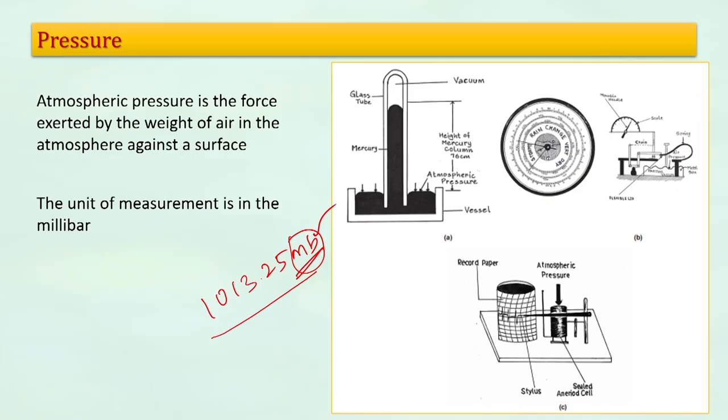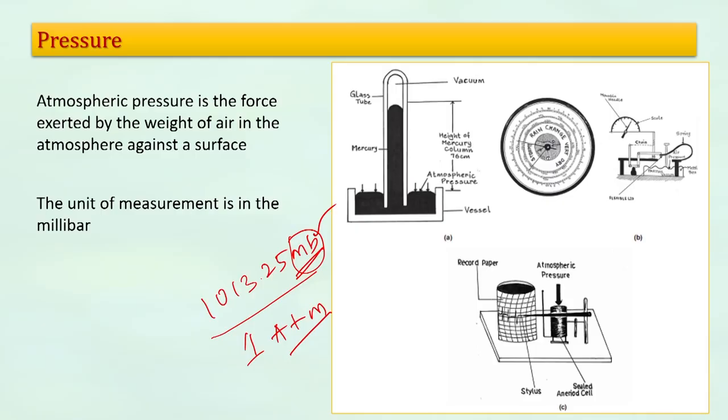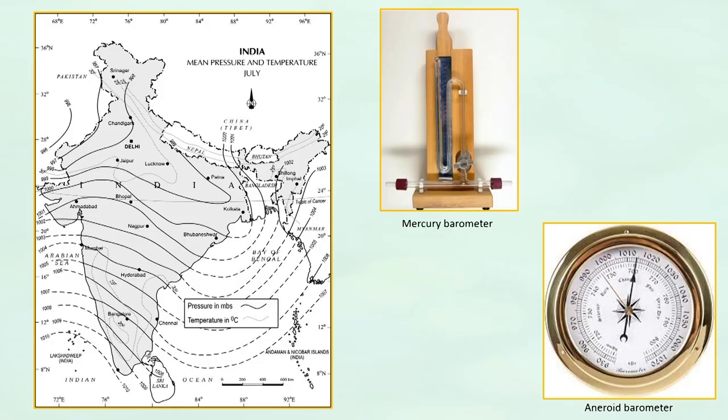1013.25 millibar is equal to 1 atmosphere, we will say 1 atm. Anyhow, these are all about the measuring unit of air pressure. Here also there are different types of instruments to measure air pressure. This is called a barometer, this is called an aneroid type of barometer, this is called a barograph.